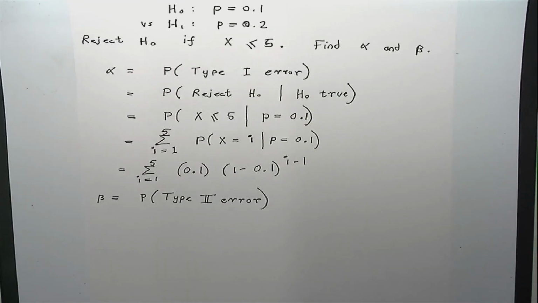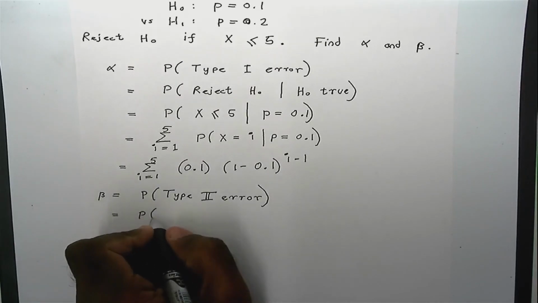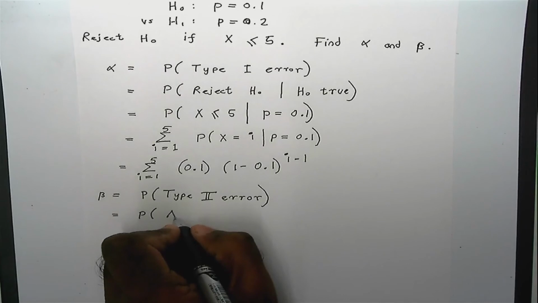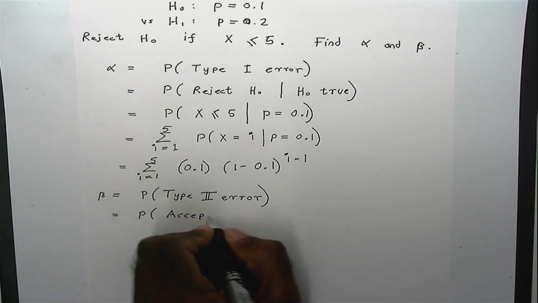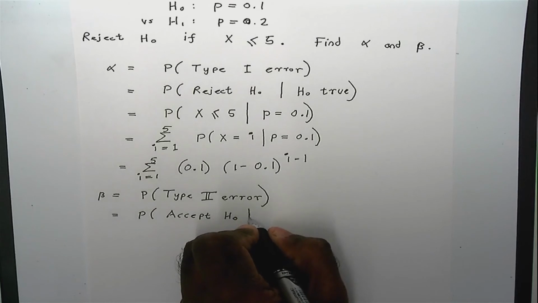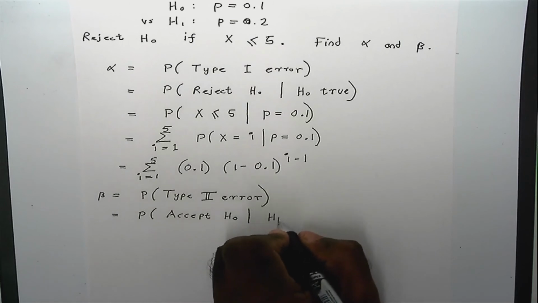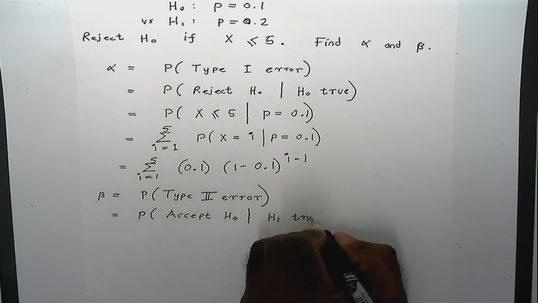Right, which is the probability that we accept H0. We accept H0 when H1 is true.